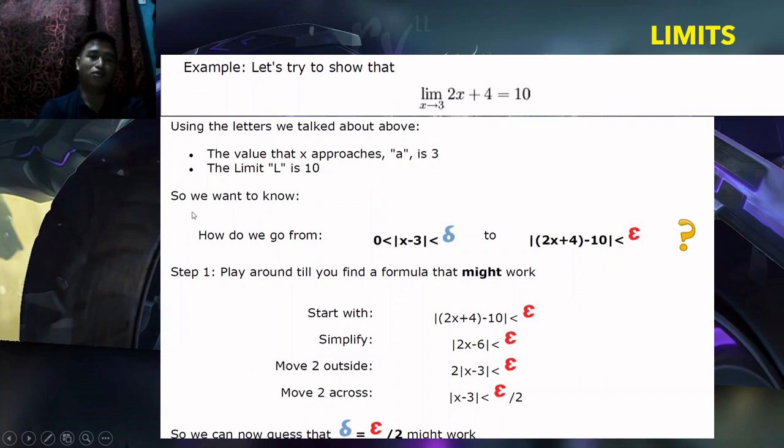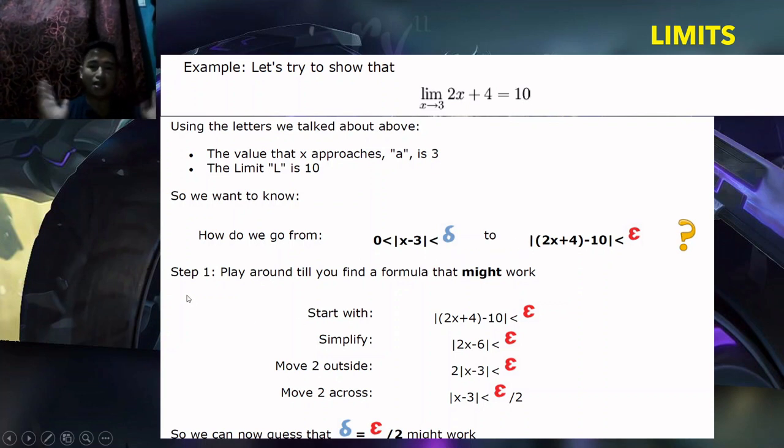Okay. So we want to know how we go from 0 less than the absolute value of x minus a, which by definition is less than delta, to f of x minus L, so 2x plus 4 minus 10, less than epsilon. So how do we go from one to the other? Where do we see it?